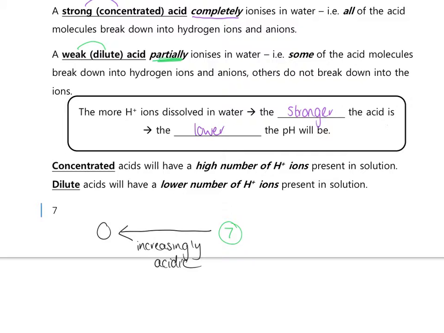Okay, and you've got a summary down at the bottom there that concentrated acids will have a high number of H plus ions present in solution, causing it to be a strong acid, and dilute acids have a lower number of H plus ions because their acid molecules have only partially dissociated or partially ionized in water.